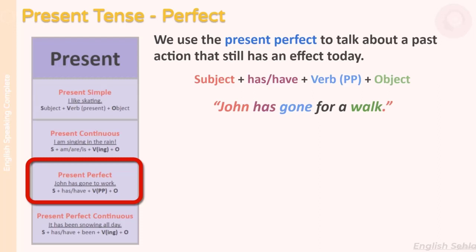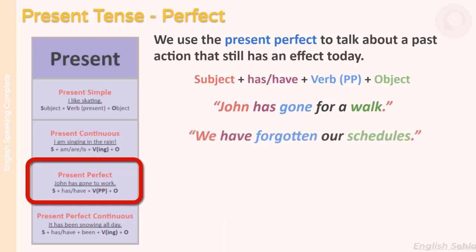John has gone for a walk. So John left to go for a walk some time before, and he's still gone. He has left and he is not here now. So my subject is John. Because this is a third person singular pronoun, I use has. John is a he. John has gone. The past participle: V1, go. V2, went. V3, past participle, gone. John has gone for a walk, just a noun at the end, walk. Okay, let's look at another example.